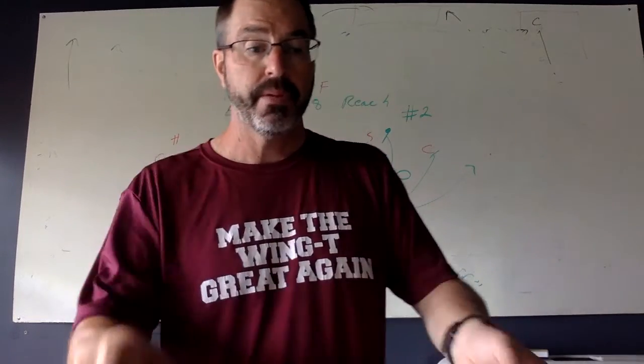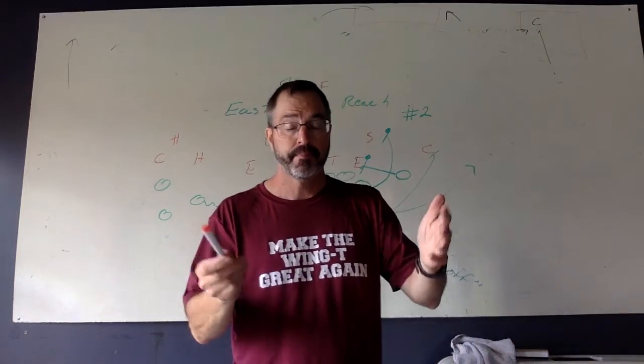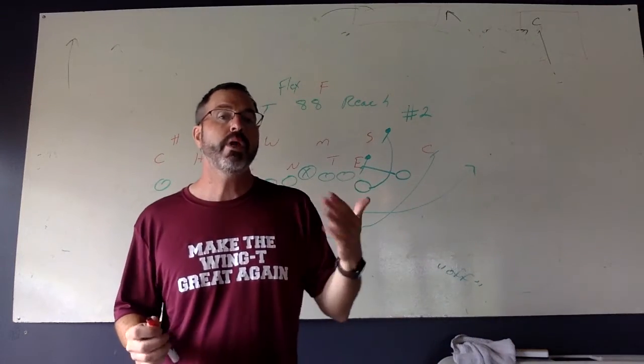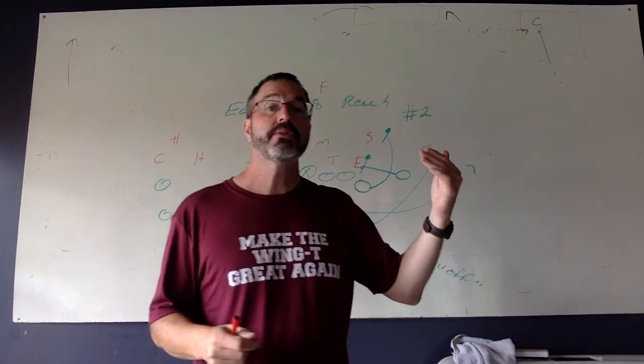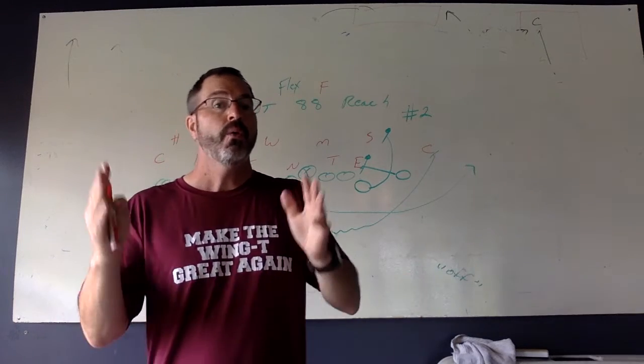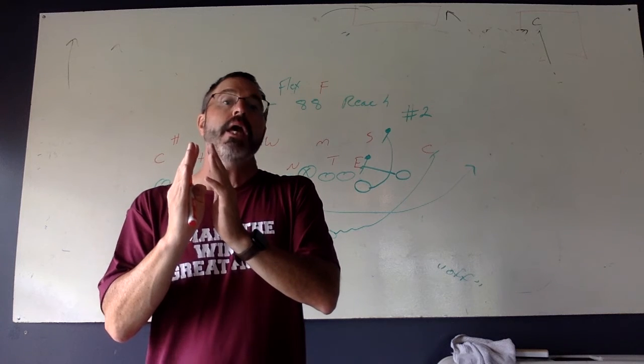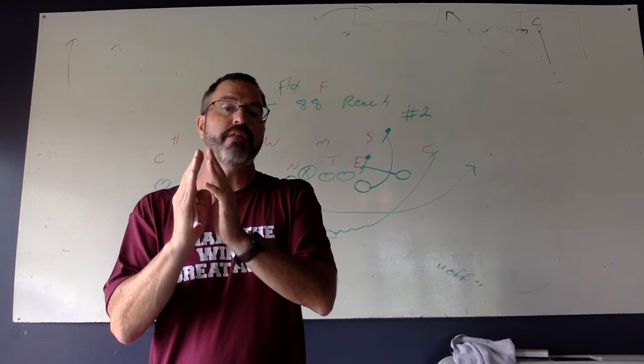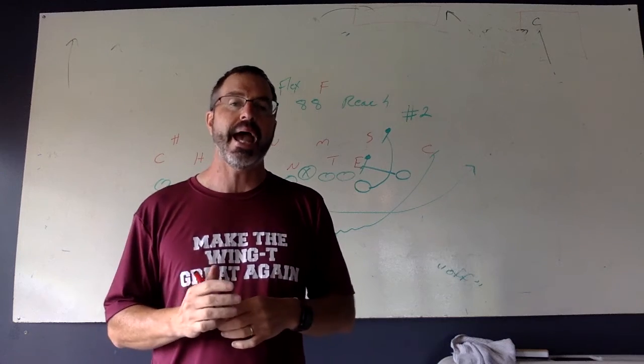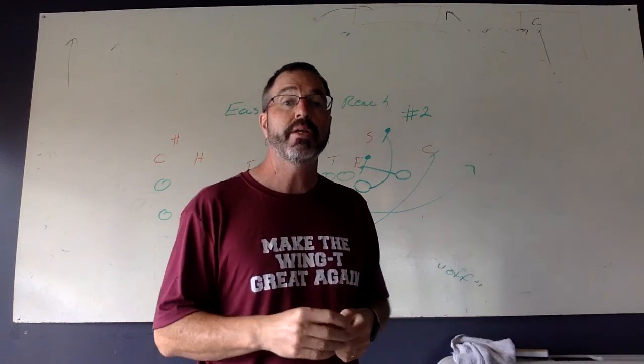Okay, so in review, for Sunday night, we want to be able to run East strong 88 Reach. We want to run it with our double team. That means the tight end in tight. And we want to be able to run it with our flex. That means the tight end out wide. Let me know if you have any questions.